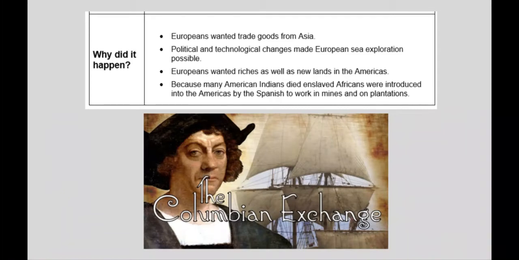The events that led up to the Columbian Exchange were that Europeans wanted trade goods from Asia. Additionally, political and technological changes made European sea exploration possible. Europeans wanted riches as well as new lands in the Americas. Because many American Indians died, enslaved Africans were introduced into the Americas by the Spanish to work in mines and on plantations.